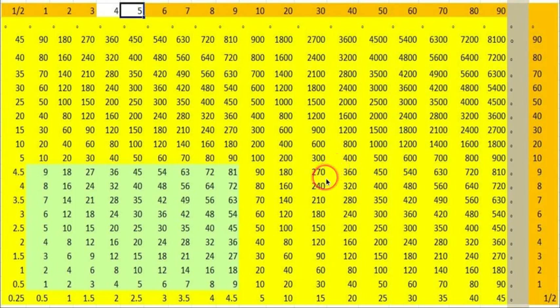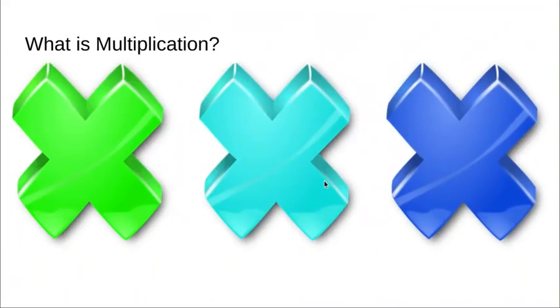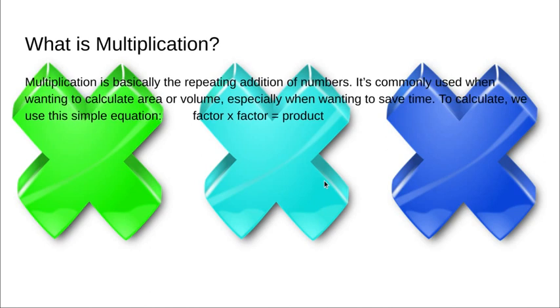Today we're going to be covering multiplication for little people. So what is multiplication? Multiplication is basically the repeated addition of numbers. It's commonly used when wanting to calculate area or volume, especially when wanting to save time. It's also used to calculate large numbers of things.